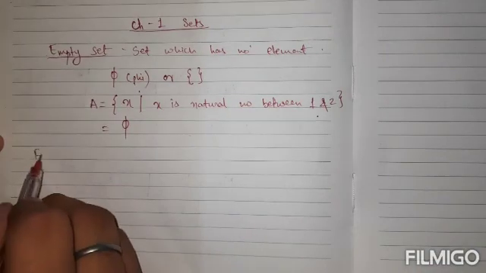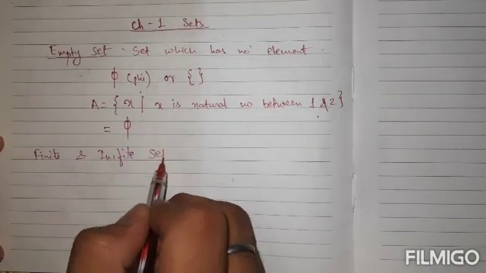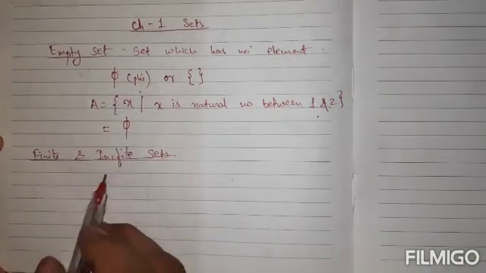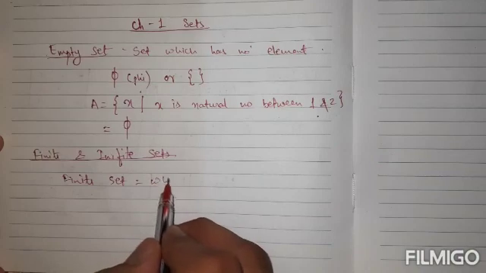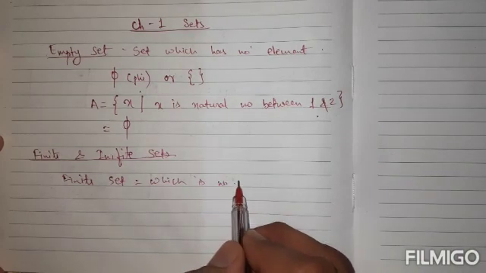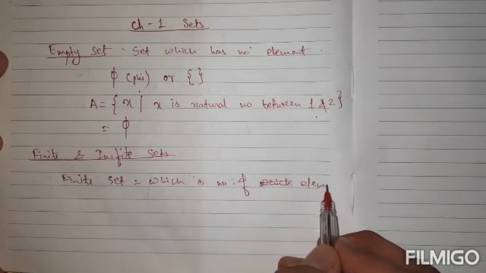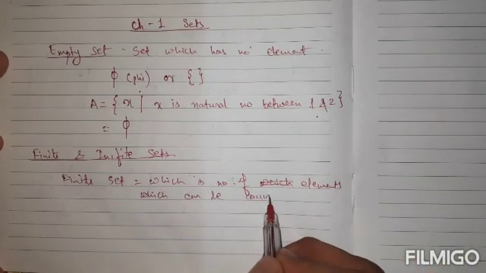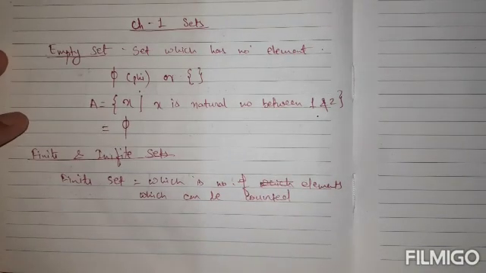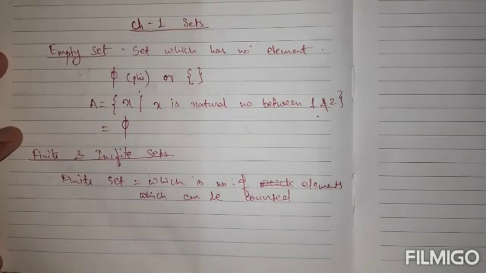Next topic is finite and infinite sets. So it is clear, a finite set means one which has a number of elements which can be counted. Counted means even if a set has 1000 elements or 1 lakh elements or whatsoever, if the number of elements can be written in figures, then it is a finite set.